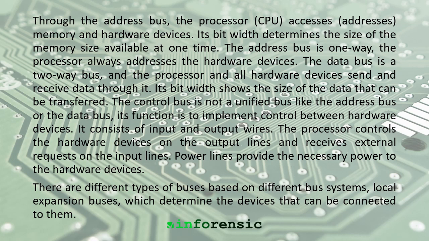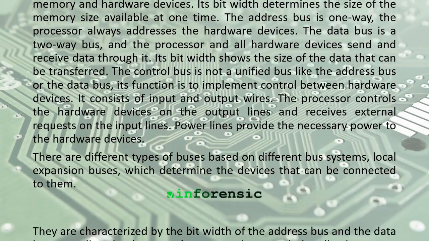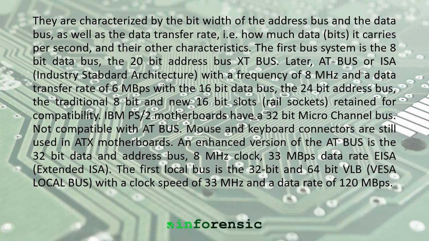There are different types of buses based on different bus systems, local expansion buses, which determine the devices that can be connected to them. They are characterized by the bit width of the address bus and the data bus, as well as the data transfer rate, i.e. how much data (bits) it carries per second, and their other characteristics. The first bus system is the XT bus, with an 8-bit data bus and a 20-bit address bus.